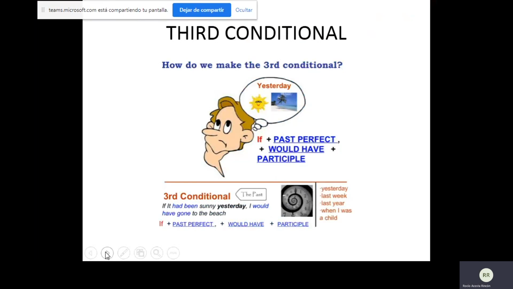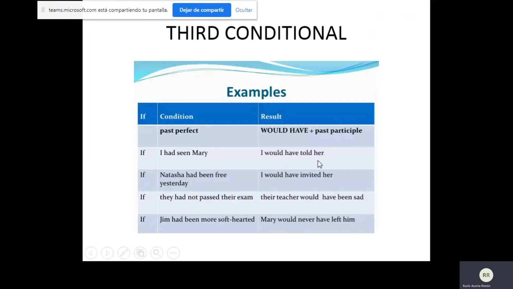Okay, good. Now, in the third conditional, it's typical that we observe the modal verb would. Yes, and the typical construction is that we have first the if clause and later the result clause. So, for example, we have if I had seen Mary, I would have told her. Yes, you can stop the video here in order to check probably the rest of the examples, which is the same construction if you want.